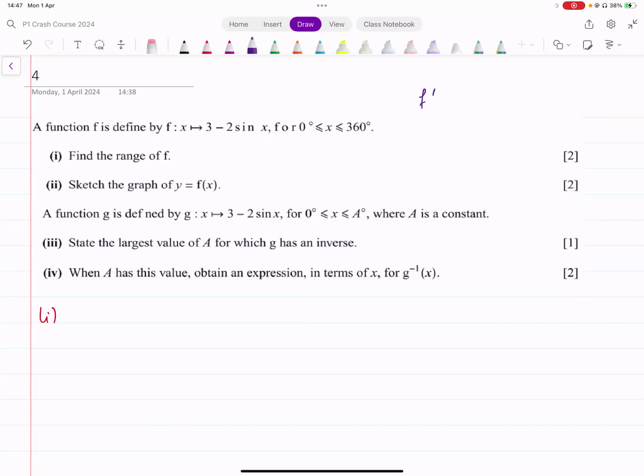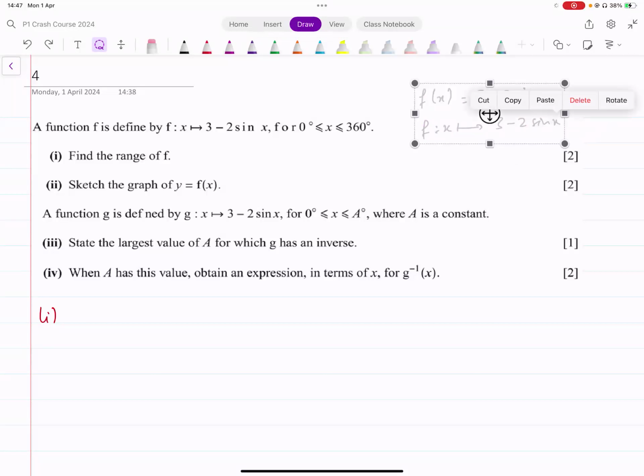So just like you have f of x equals 3 minus 2 sine x, there's another way to write this as well. f of x can also be written like this, that f is a function of x, which is 3 minus 2 sine x, right? So it's another way of writing f of x, okay? So don't get confused by that. It's just f of x.